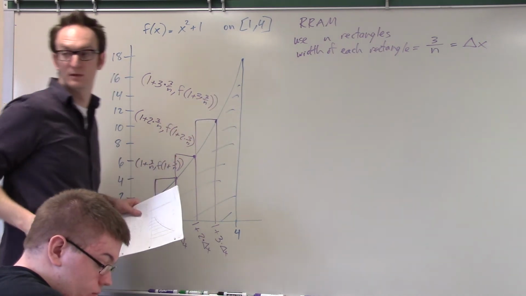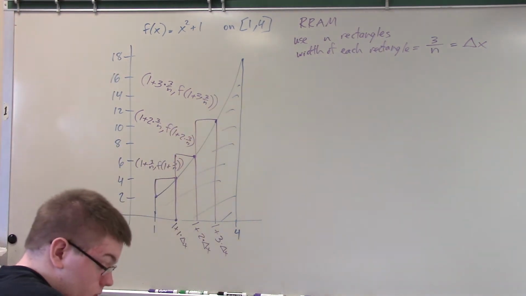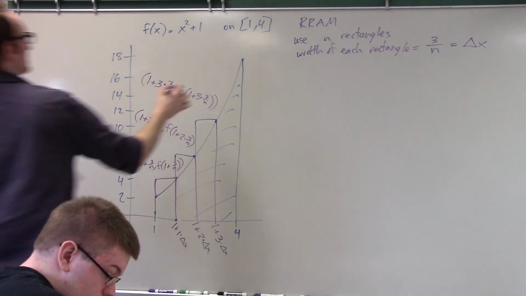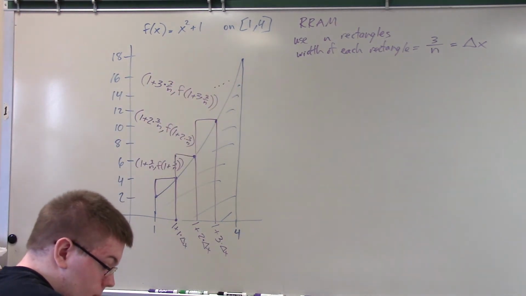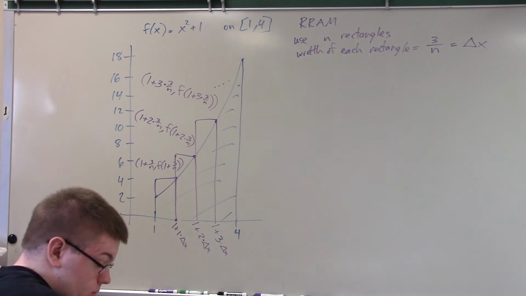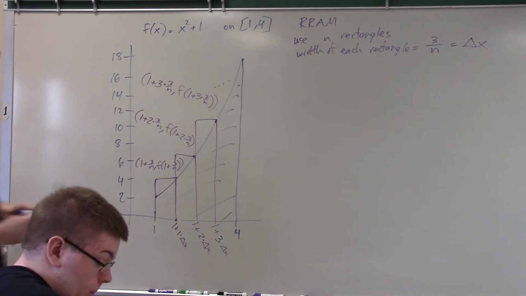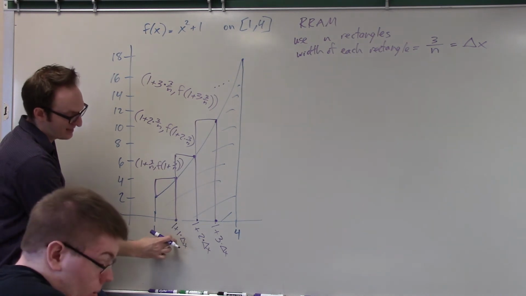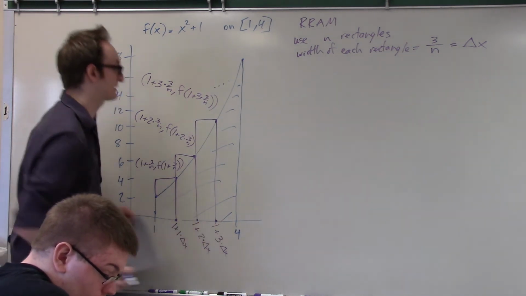Again, the width of the total interval is 3, and then I'm just going to write dot, dot, dot. The width of the total interval is 3. If I want n rectangles, then the width of each rectangle will be 3 over n, and I get to each one of these points by going 1, and then I skip by delta x, skip by delta x again, skip by delta x again.